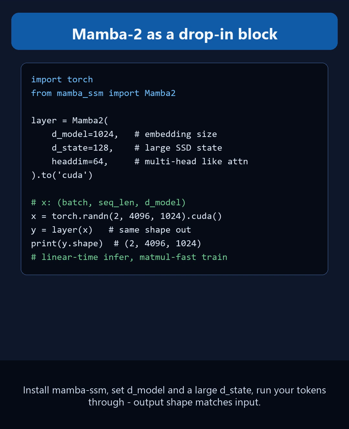In code, it is a drop-in block. Install the Mamba SSM package, import the Mamba-2 layer, set the model dimension and the larger state dimension, and run your batch of token embeddings straight through it. The output has the same shape as the input, so you can stack these blocks, or mix them with attention layers, just like any other sequence layer.